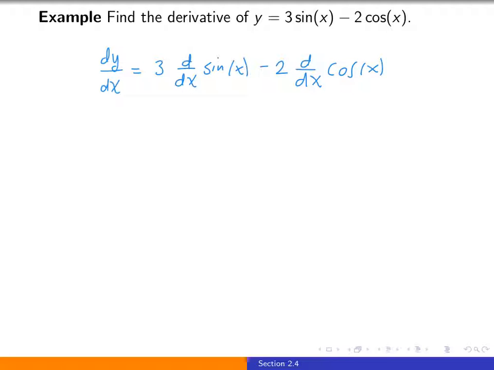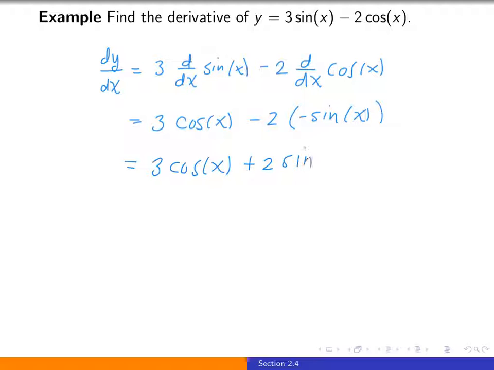of cosine. And now is where we use our new formulas. The derivative of sine is cosine, and the derivative of cosine is minus sine. And since we see we have kind of this minus a minus in the second term, we should simplify this one more step. 3 cosine x plus 2 sine of x.